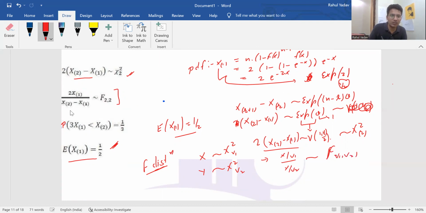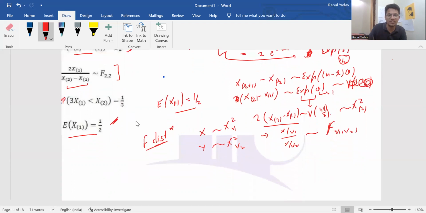So I have to check whether these have the F distribution or not. Either you go for calculating the distribution for these, and apart from that I can see one more thing. If I go to option C, it says that the probability that 3x1 is less than x2 is 1 by 3, I guess, that is given to us.